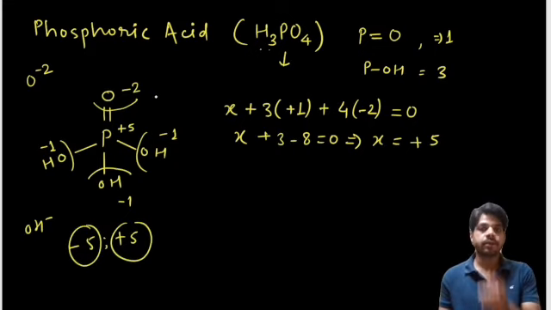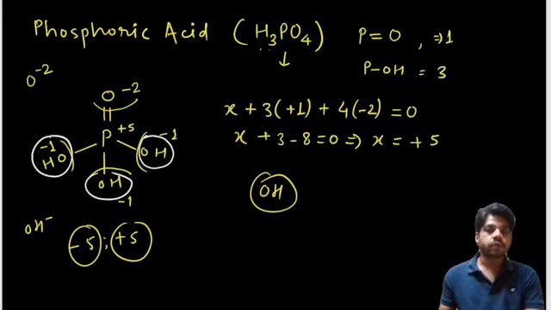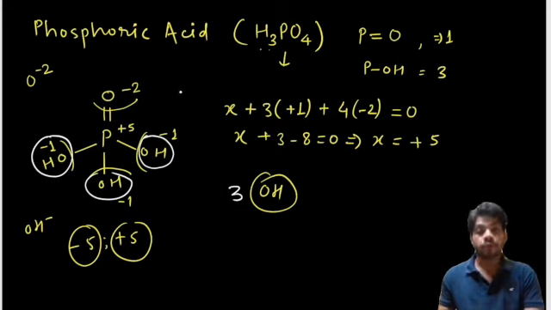So this was the first acid, right? Okay, now let's learn the basicity of phosphoric acid. We will calculate the number of OH groups present in phosphoric acid to know its basicity. So we have got this one, let me draw with a different color. This one OH, then this one OH, then this one OH. So we have 3 OH groups attached to phosphorus in phosphoric acid.